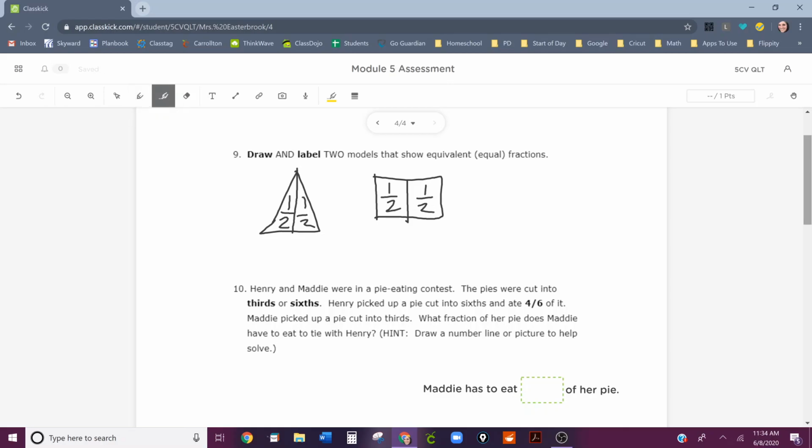Then what I'm going to do is I'm going to shade 1 half. So now I can say that 1 half on this triangle is shaded and 1 half of this rectangle is shaded. Okay?